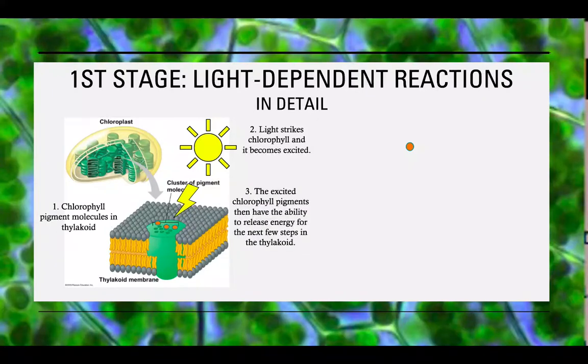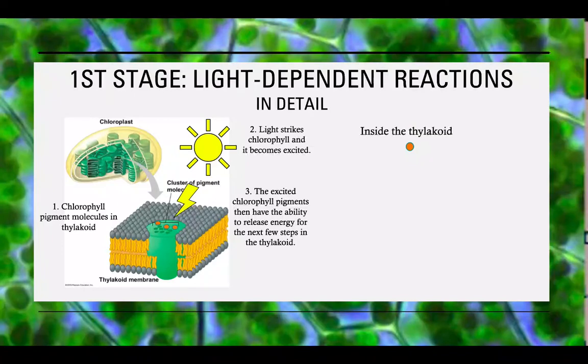So these chlorophyll pigments that are now excited will have the ability to release energy for the next few steps that we will see that are happening in the thylakoid. So now that they've received the energy from the sun, they will then be able to release it to allow the next few steps to happen.